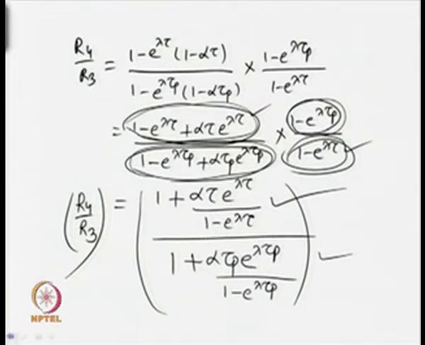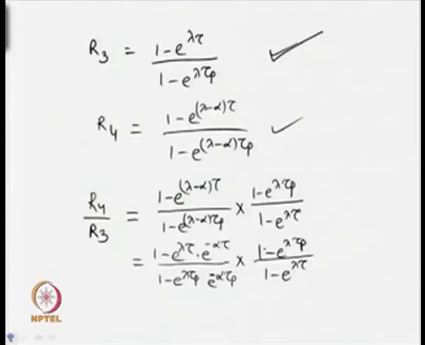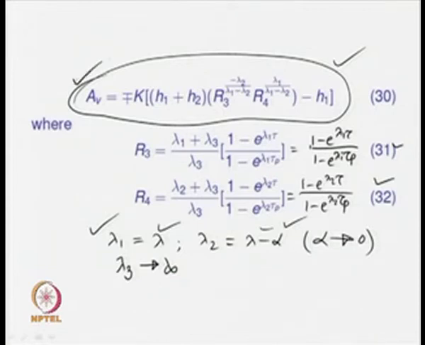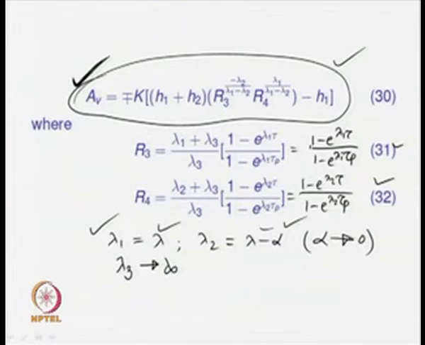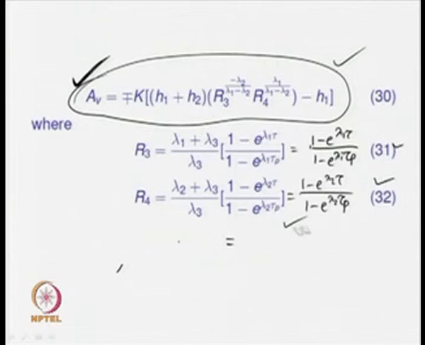Now, why are we doing so? What is the purpose of getting this R4 upon R3 ratio? As you see, this peak amplitude or negative peak amplitude has got R3 and R4 expressed in this form, and when I substitute lambda 1 by lambda and lambda 2 by lambda minus alpha, your R3 and R4 will be available in the ratio form. That is why I am trying to find it. So, let me write AV, the correct AV form with the proper substitutions. Then what will be the expression for AV?